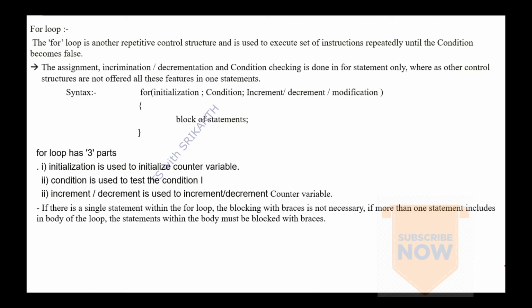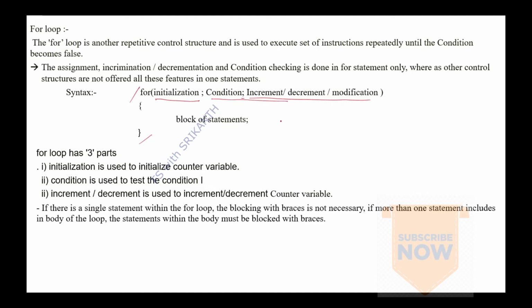Here is the for loop syntax. Just observe, the for loop has three parts, and every part is separated with the help of a semicolon. The first part is initialization. What does initialization do? We can initialize the variables.